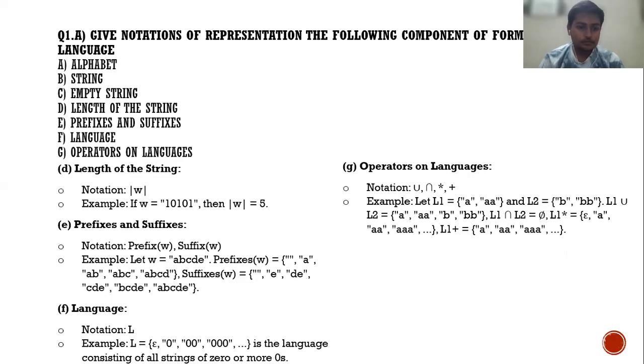Next, length of string, which is denoted as |W|, and prefix and suffix are denoted as prefix and suffix within brackets of W. Language is denoted as L, and the different operators which can be used on languages are union, intersection, star, and plus.